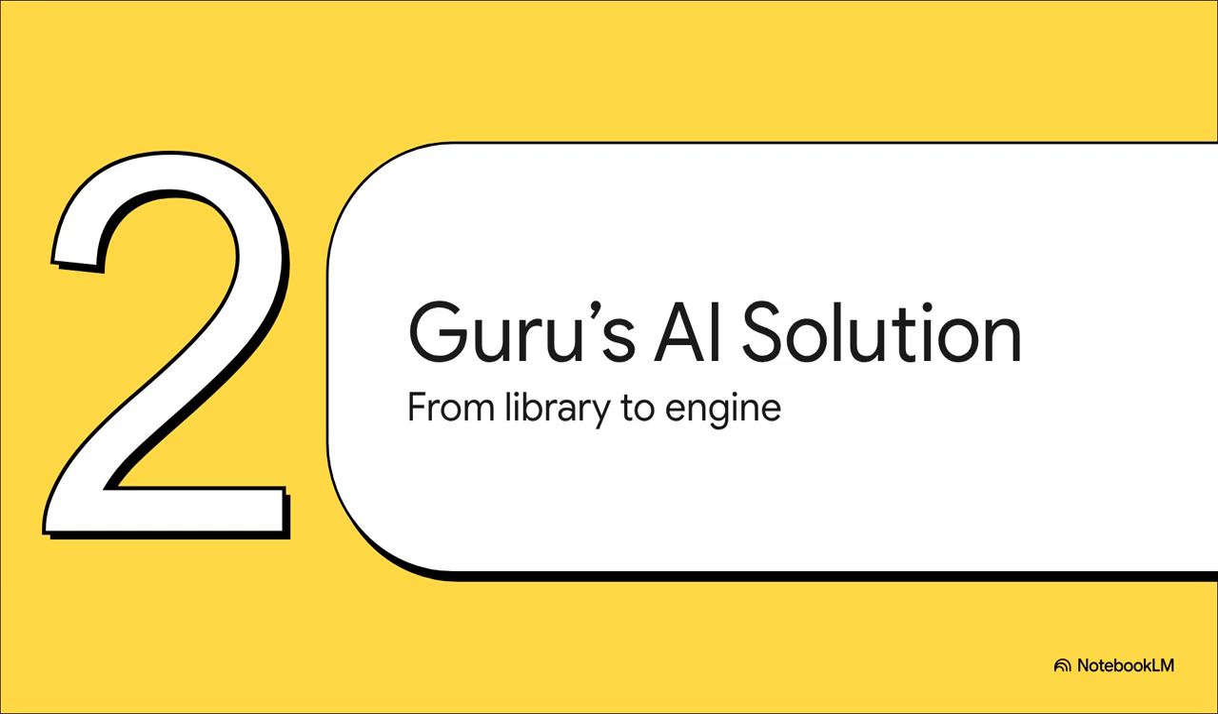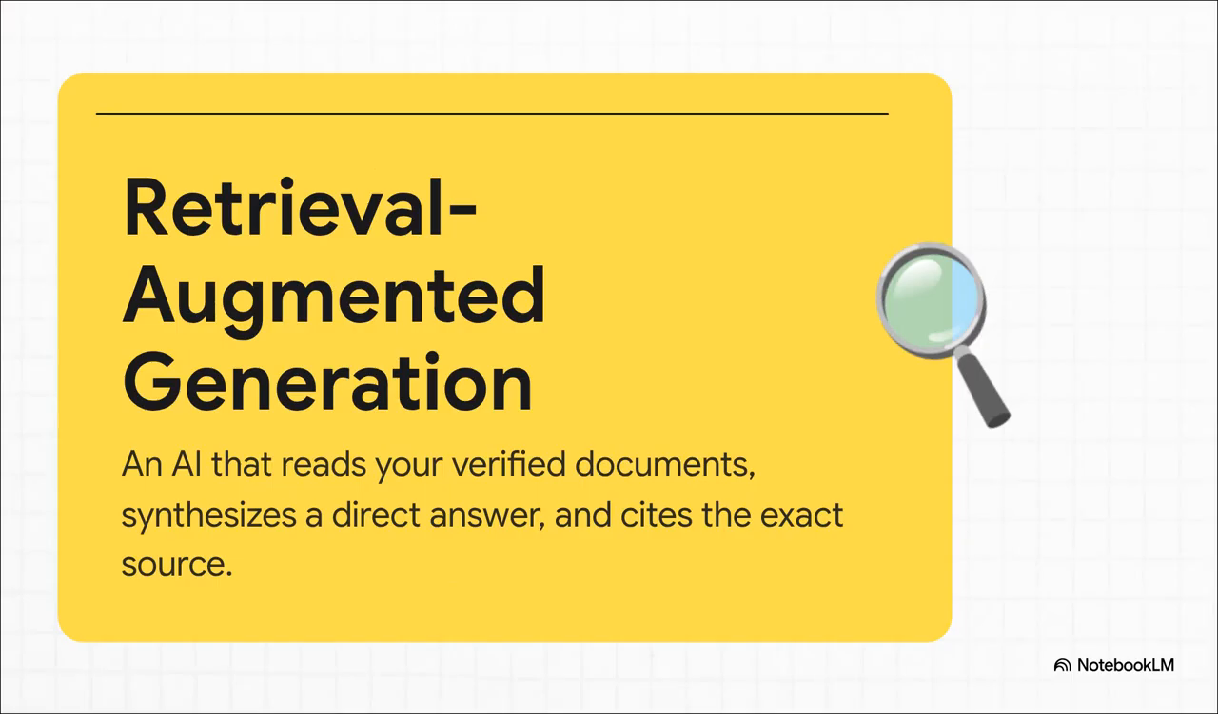So, the big question is, how does Guru actually plan to get rid of this tax? Well, their answer isn't just, hey, let's build another wiki, or let's make a slightly better search bar. No, they're aiming for something totally different. The tech behind all this is called Retrieval Augmented Generation, or RAG for short. Now, don't let the fancy name fool you. This is not some creative AI that's just going to invent answers. The best way to think about it is like a super smart, hyper-efficient librarian for your company.